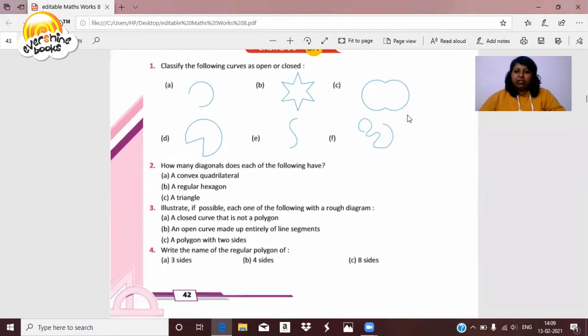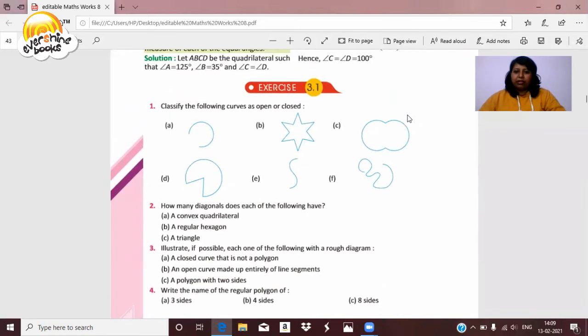This is the exercise based on what we have read earlier.